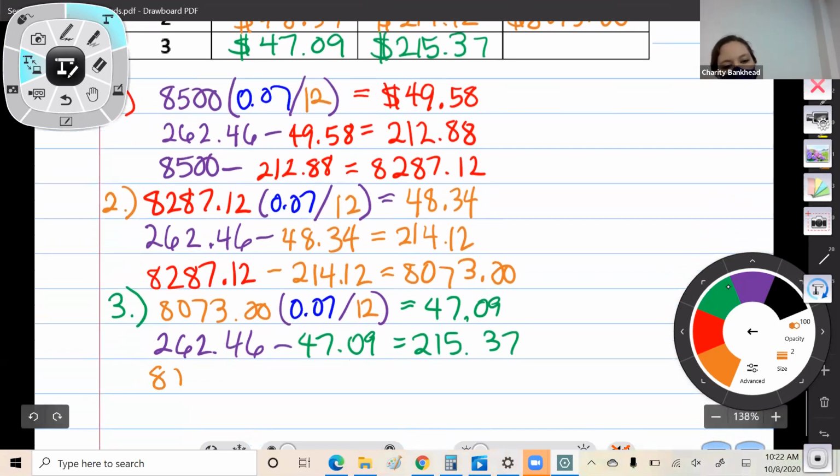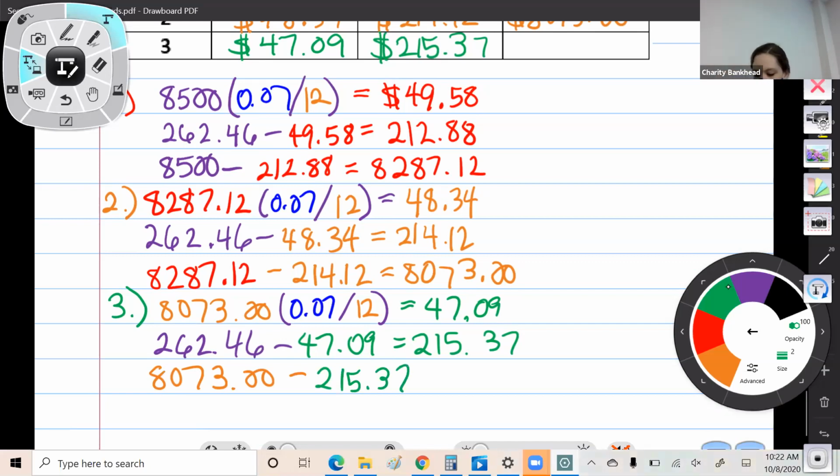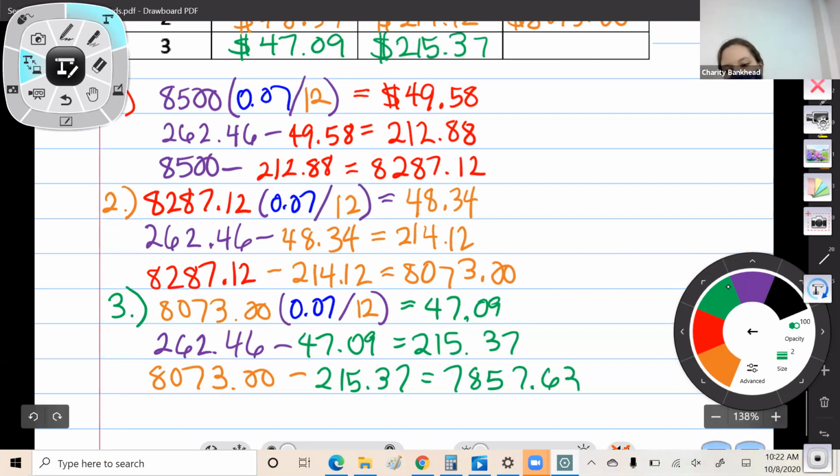So then 8,073 minus 215.37 equals $7,857.63.